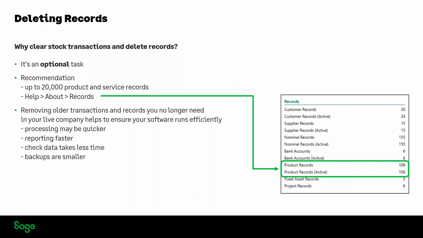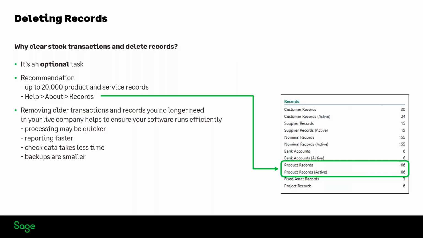as you approach it. If you want to find out how many you've got, just go into Help and About, and in the Records section within there, it will actually list the product records, and also how many are active, as opposed to total records, which would include the inactive records. I haven't got any flagged at the moment. You can see both of mine are the same, but it's not many, that one. So 20,000, as I say, recommended limits.